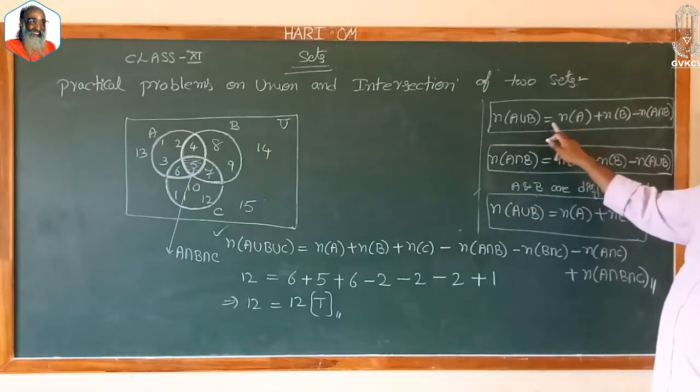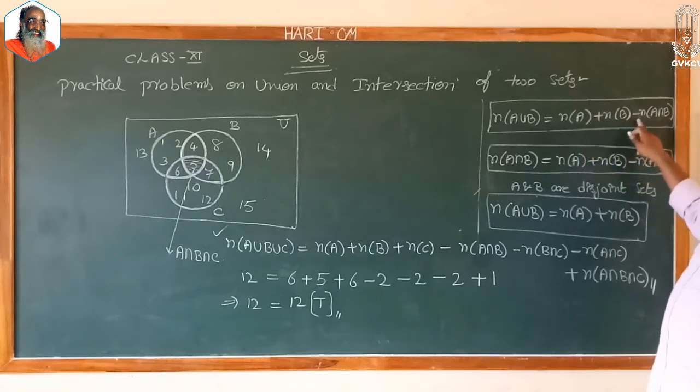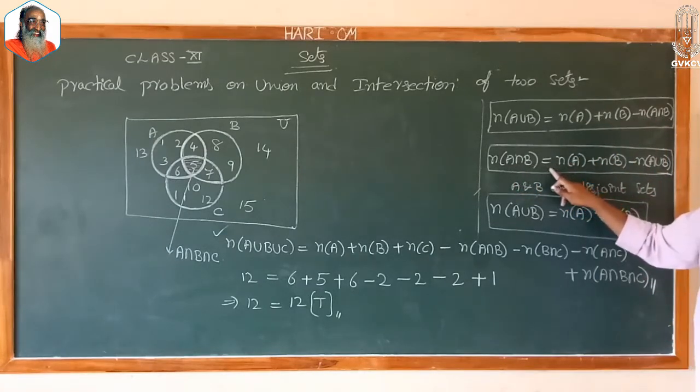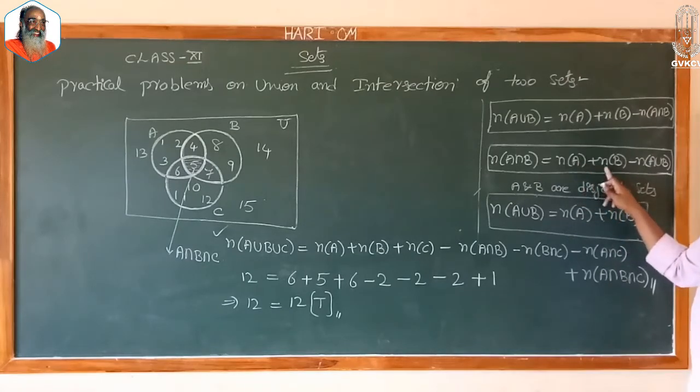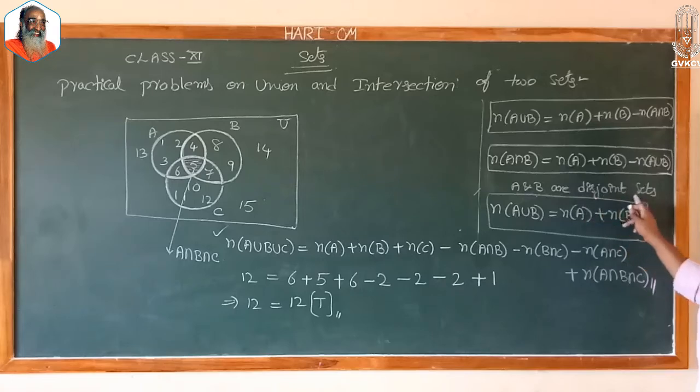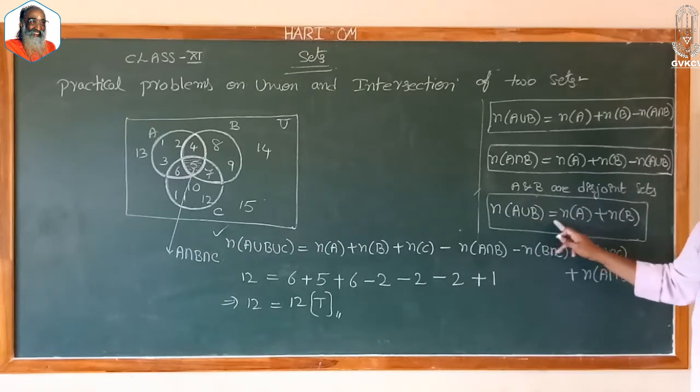N of A union B is equal to N of A plus N of B minus N of A intersection B. N of A intersection B is equal to N of A plus N of B minus N of A union B. If A and B are 2 disjoint sets, N of A union B is equal to N of A plus N of B.